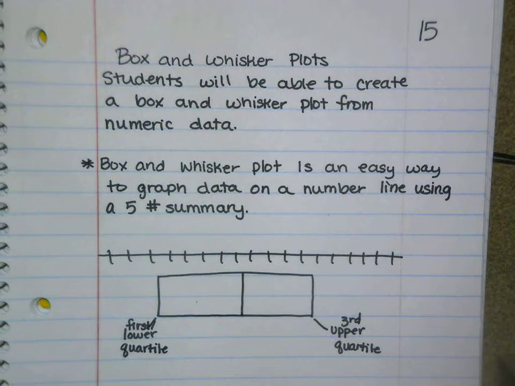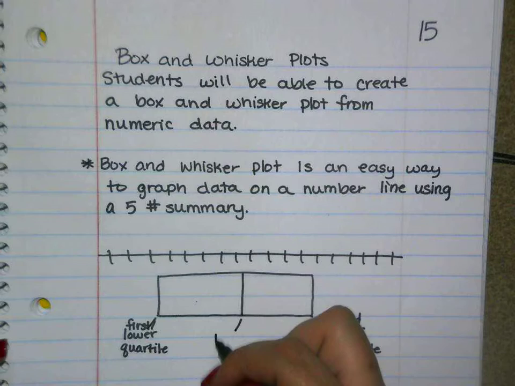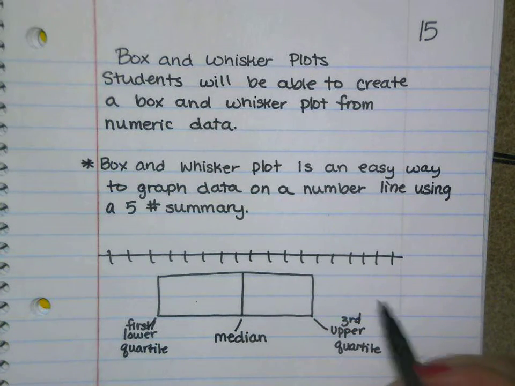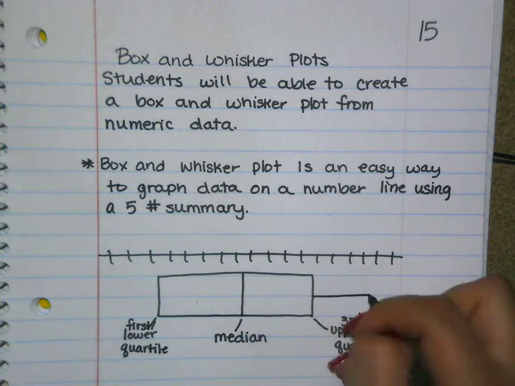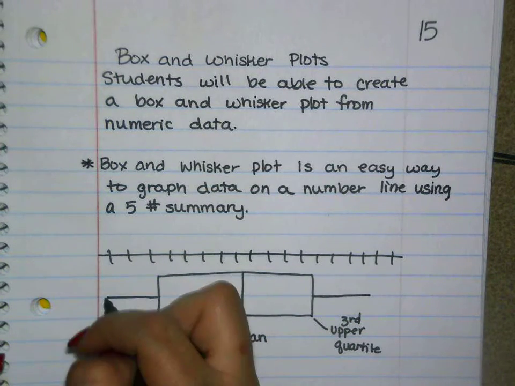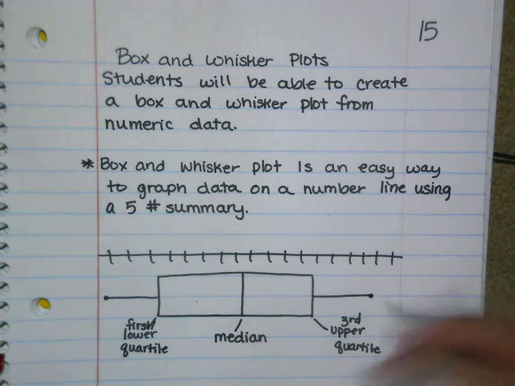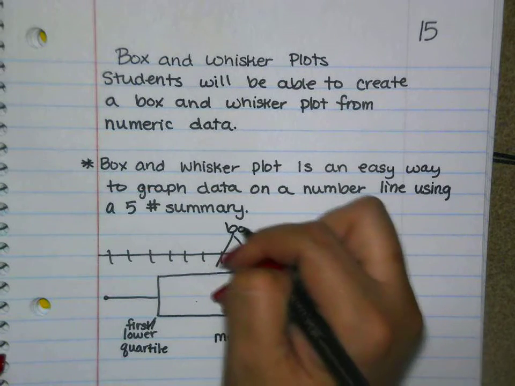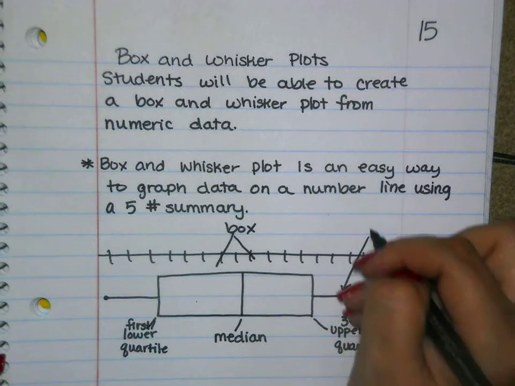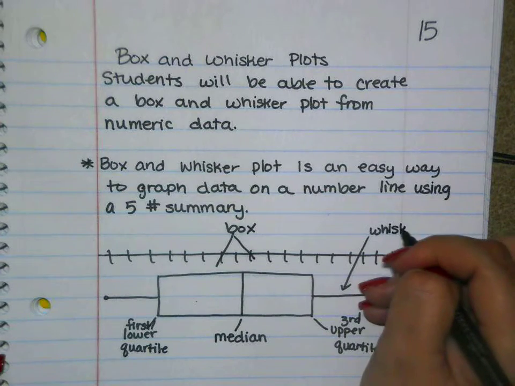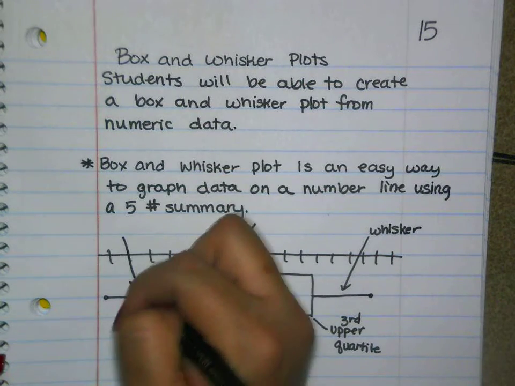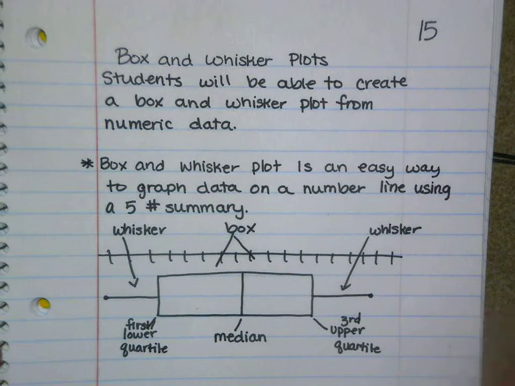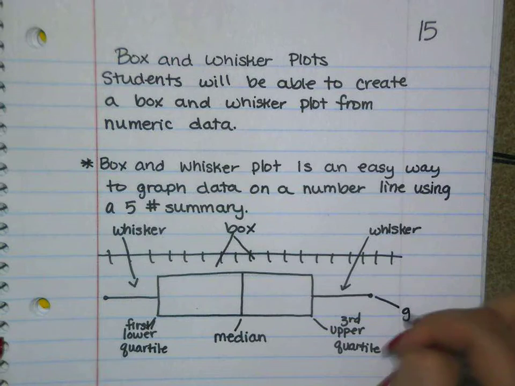Then you are going to have these little whiskers on the end. And so these here are called the box. And this guy here is a whisker. And this guy over here, he is a whisker. And in these whiskers we have the greatest value over here, and we have, guess what, the lowest value over here.